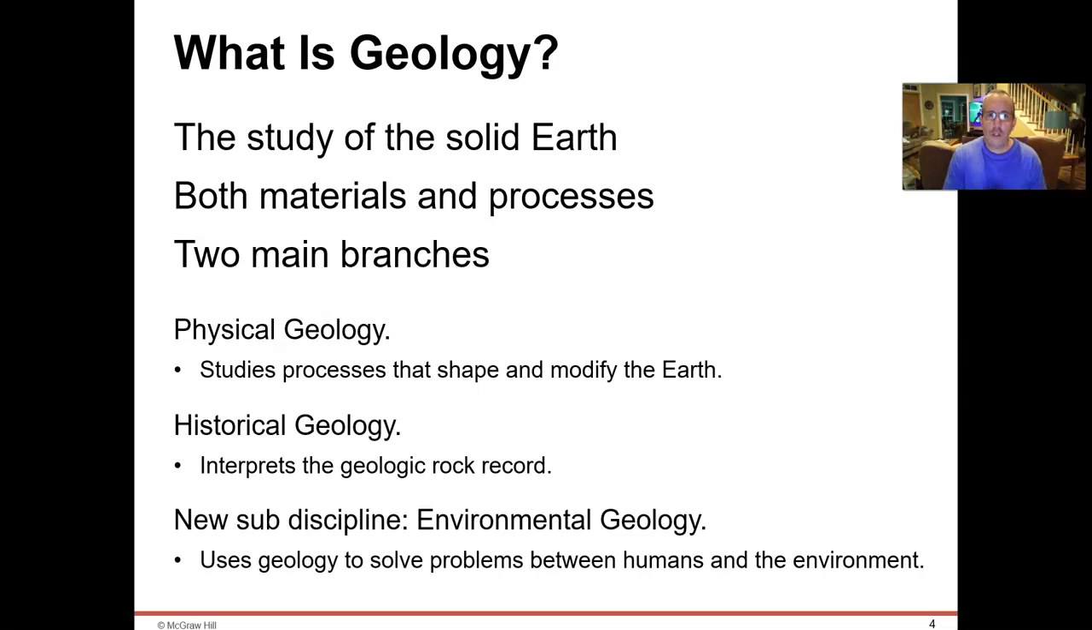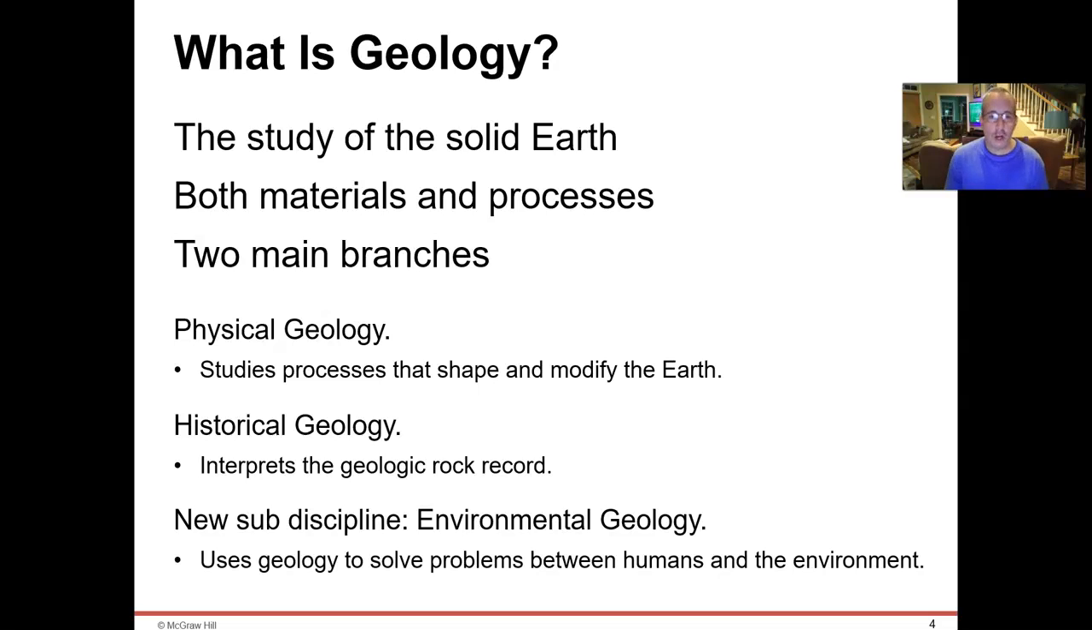So geology, just a really quick crash course, is basically the study of the Earth and Earth processes. It's broken down into both physical and historical geology. They go hand in hand. Physical geology is us studying the processes that shape and modify the Earth. So the rocks, plate tectonics, volcanoes, earthquakes, all that stuff is geology.